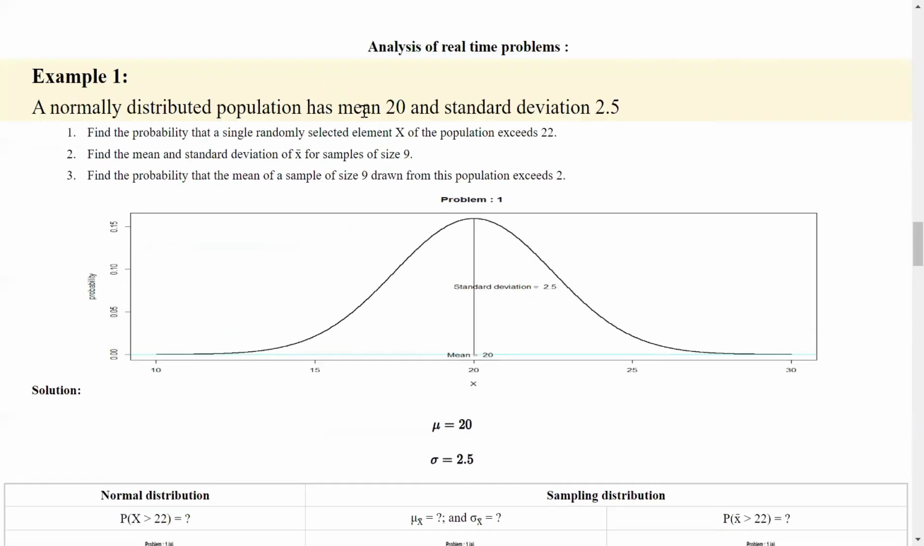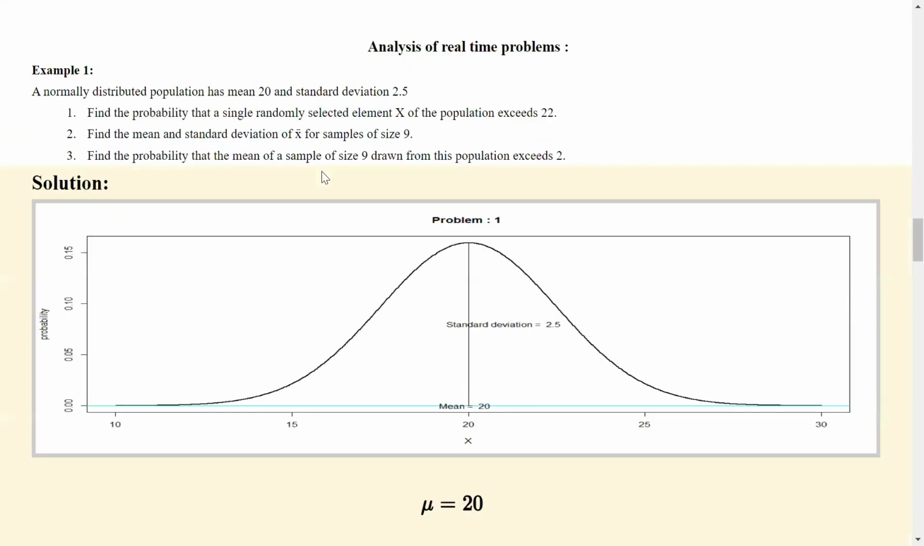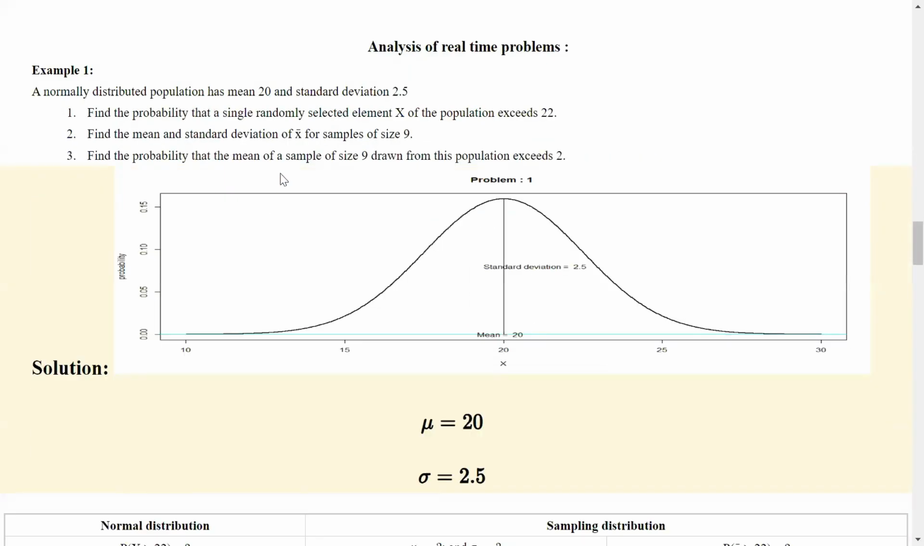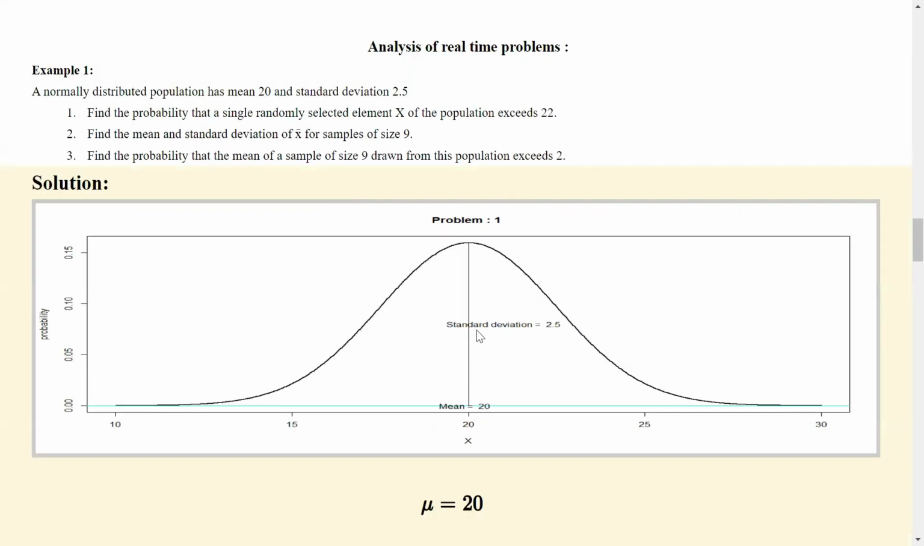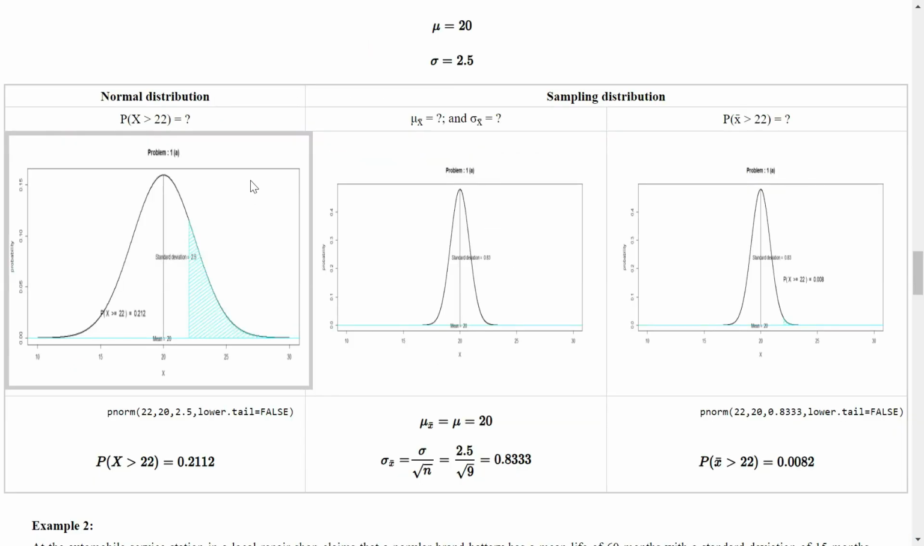Now we shall consider some real-time problems related to sampling distribution that we come across in our day-to-day activities. The first example, here we have a normal distribution with mean 20 and standard deviation 2.5. This is the graphical display of this problem. In the first part of this problem, we shall find the probability as in usual normal distribution that a randomly selected element x exceeds 22.